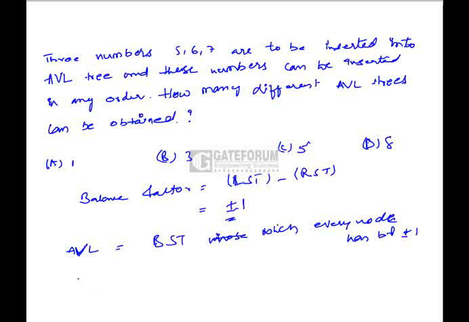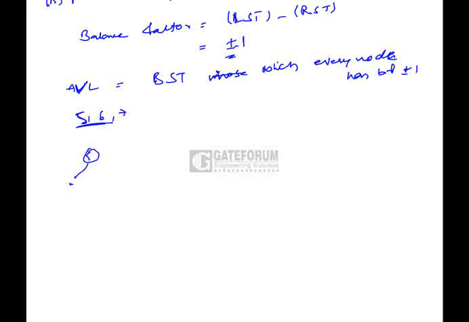So here the given numbers are 5, 6, 7. Let us construct different binary search trees with these given numbers. So here this is one possibility, 5, 6 and 7. In a binary search tree, the elements which are greater than the root should be in the right subtree. So this is one possibility, this is another possibility, and one more, this is one possibility.